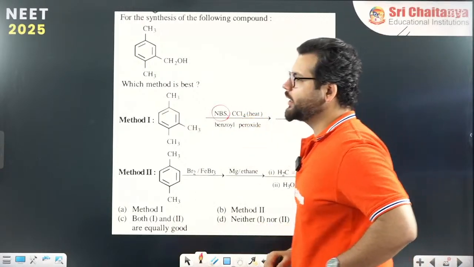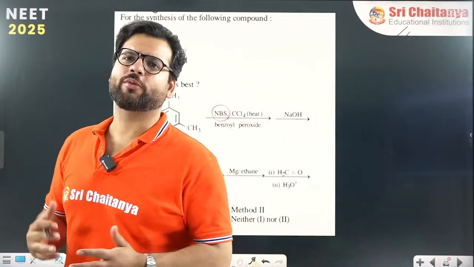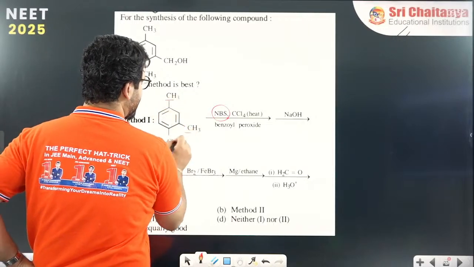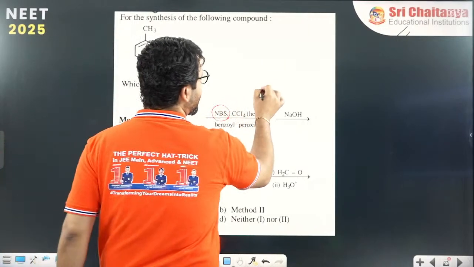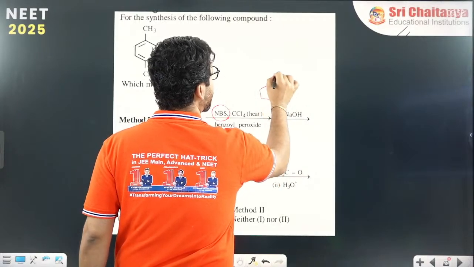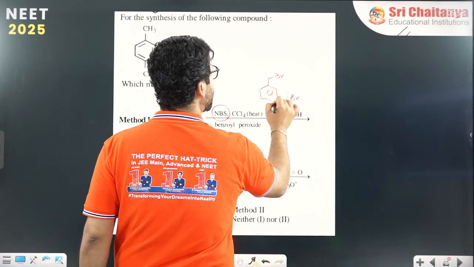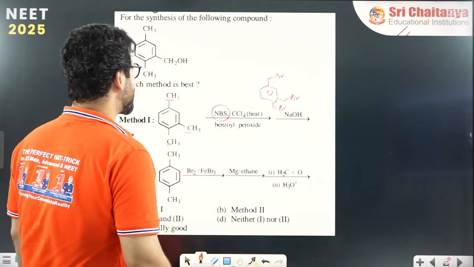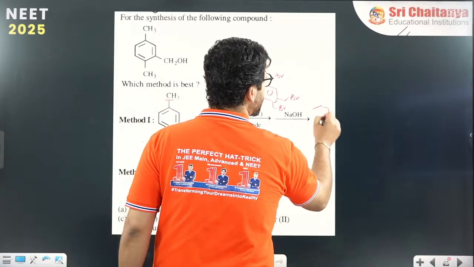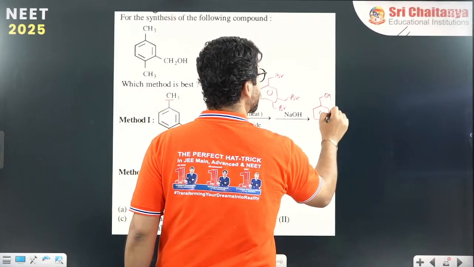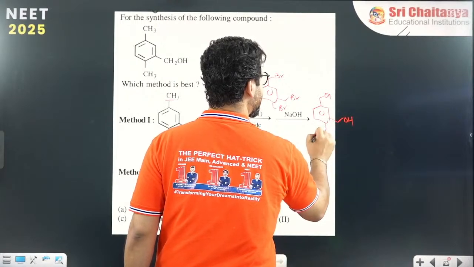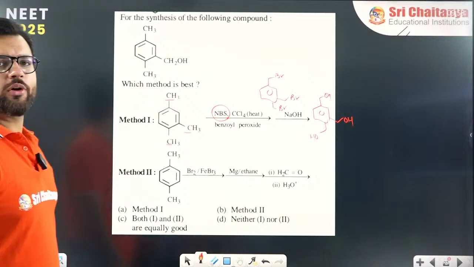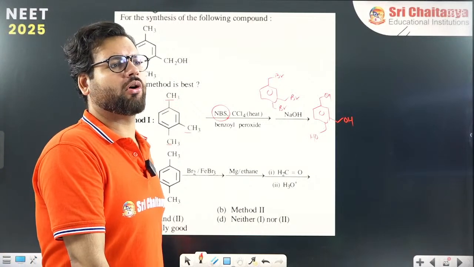NBS is a reagent used for allylic bromination or benzylic bromination. These are all benzylic carbons, so everywhere NBS can attack a bromine. So you will get a Br here, a Br here, a Br here as well, and then NaOH is going to replace all Brs with the OH. So I'm going to get an OH here also, an OH here also, and an OH here also. This is not what I'm trying to prepare. I want only one carbon to get the OH, not all the carbons.